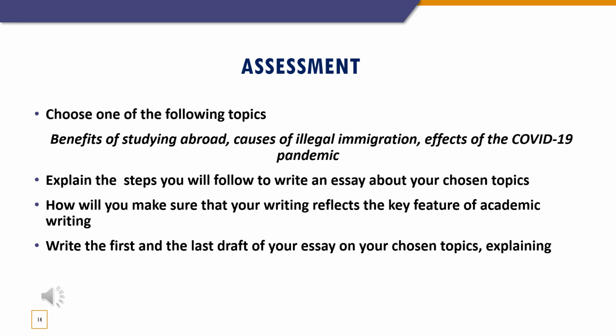Then you explain the steps you will follow to write an essay about your chosen topic. After that, you have to tell me how you will make sure that your writing adheres to academic writing standards and reflects the key features of academic writing. And then you can write the first and the last draft of your essay, of course following the steps of the writing process, and explain how the two differ. This quiz will help you to check your understanding of the content covered in the lesson and whether you could apply everything we learned.